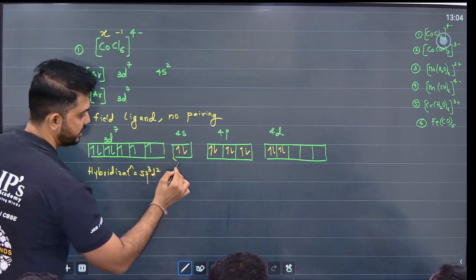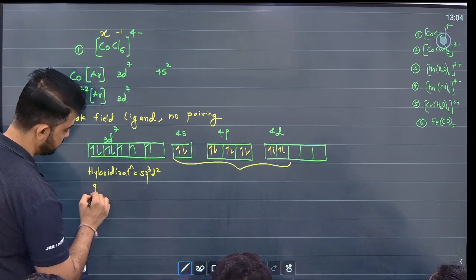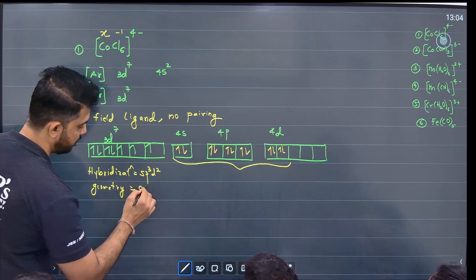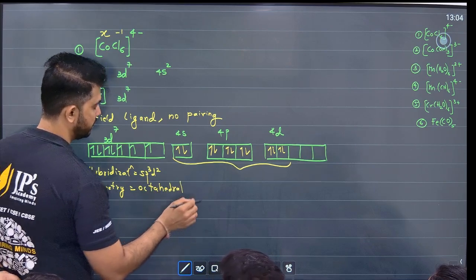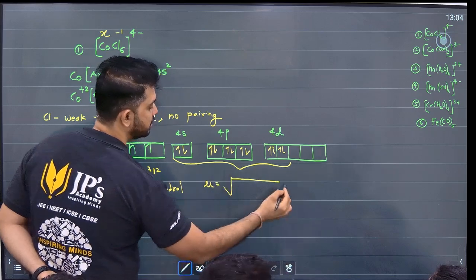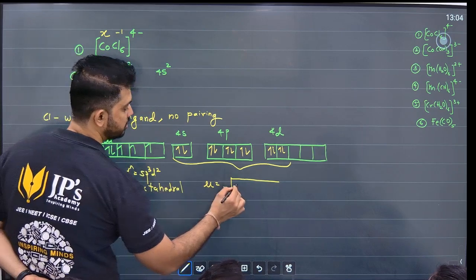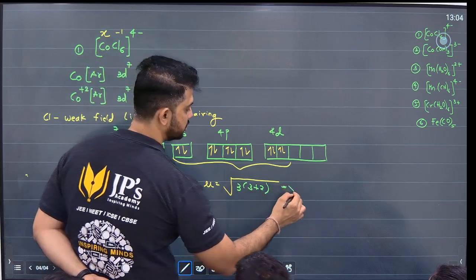sp3d2. Where did these electrons come from? What is the geometry? Octahedral. And what is the magnetic moment? How many unpaired electrons are there? So 3 into 5, so that is root 15.